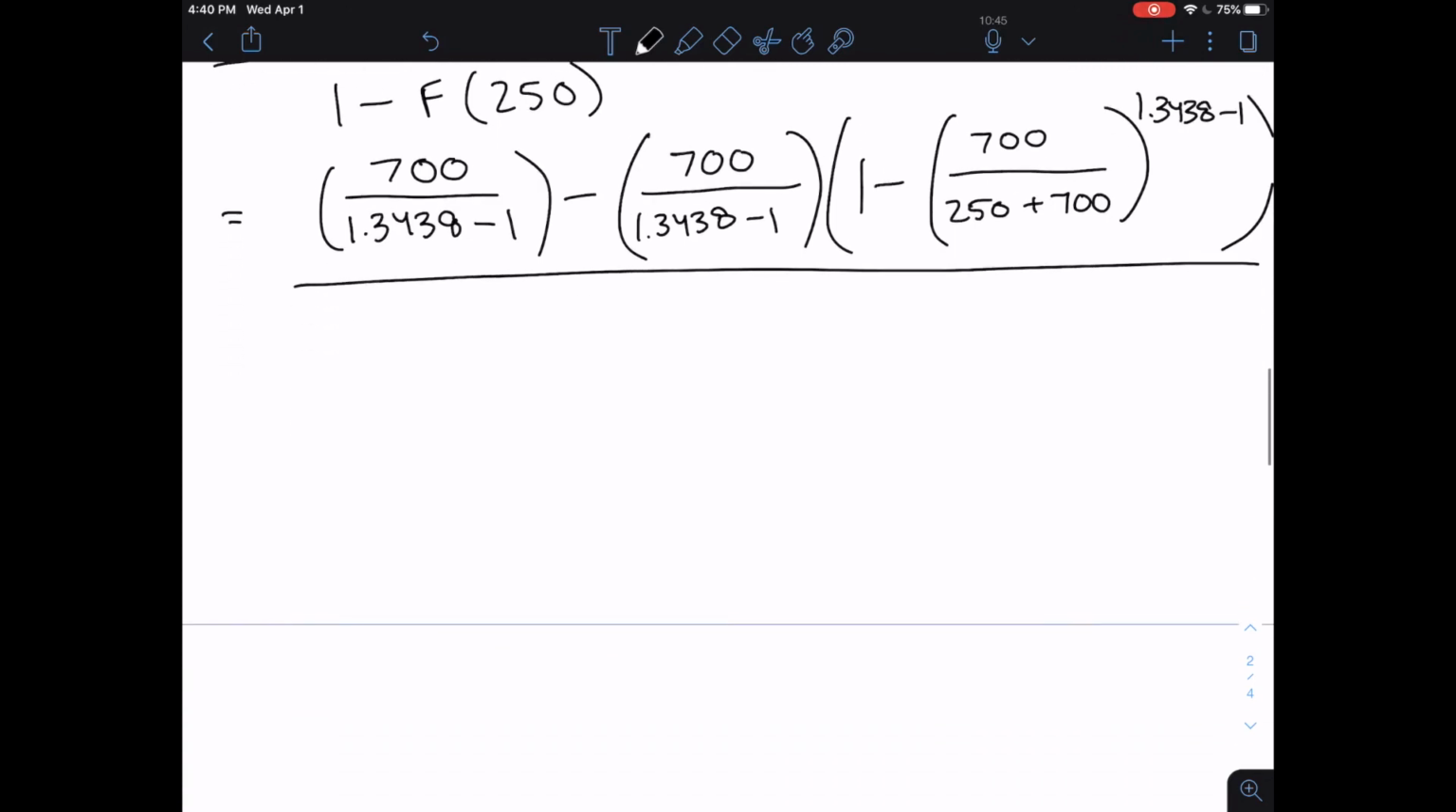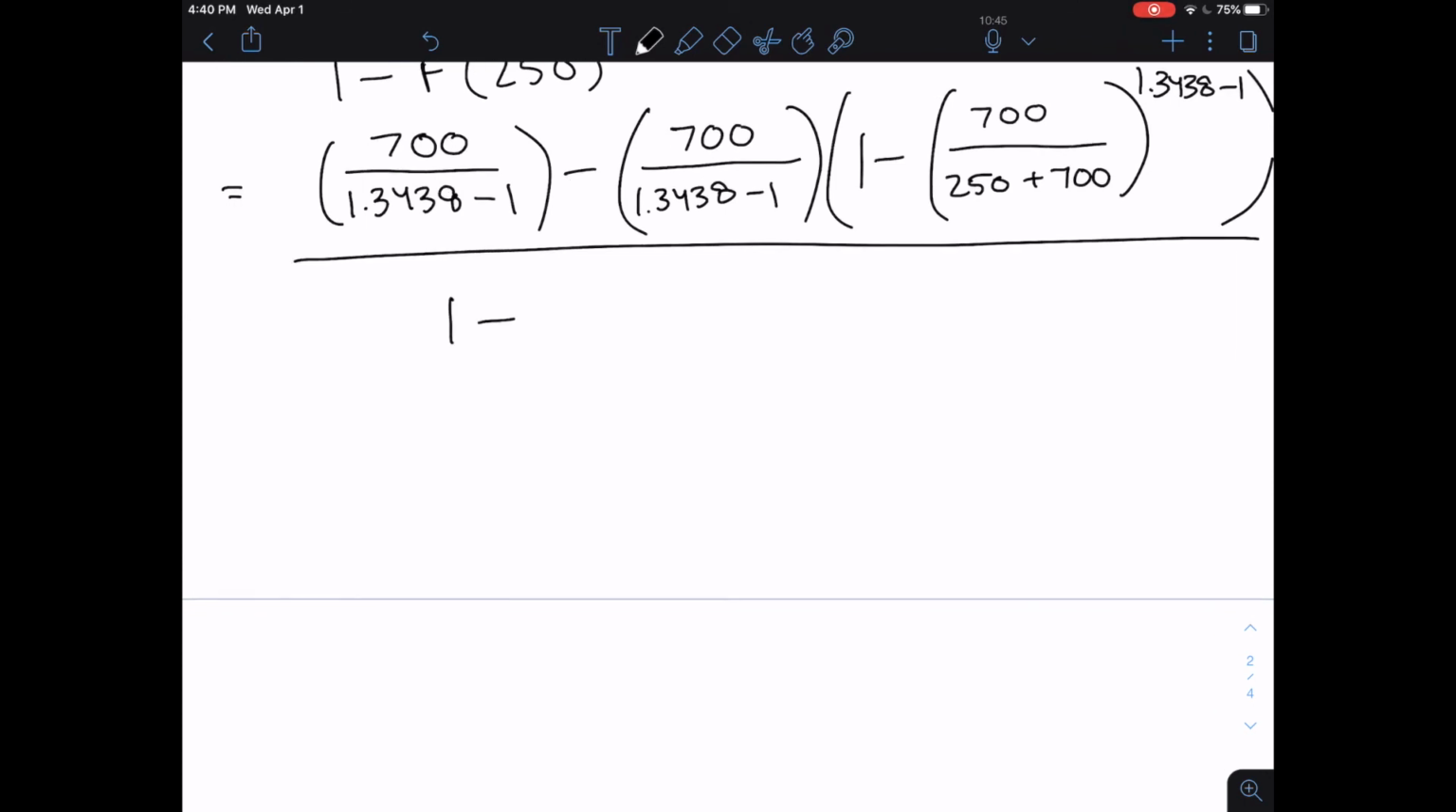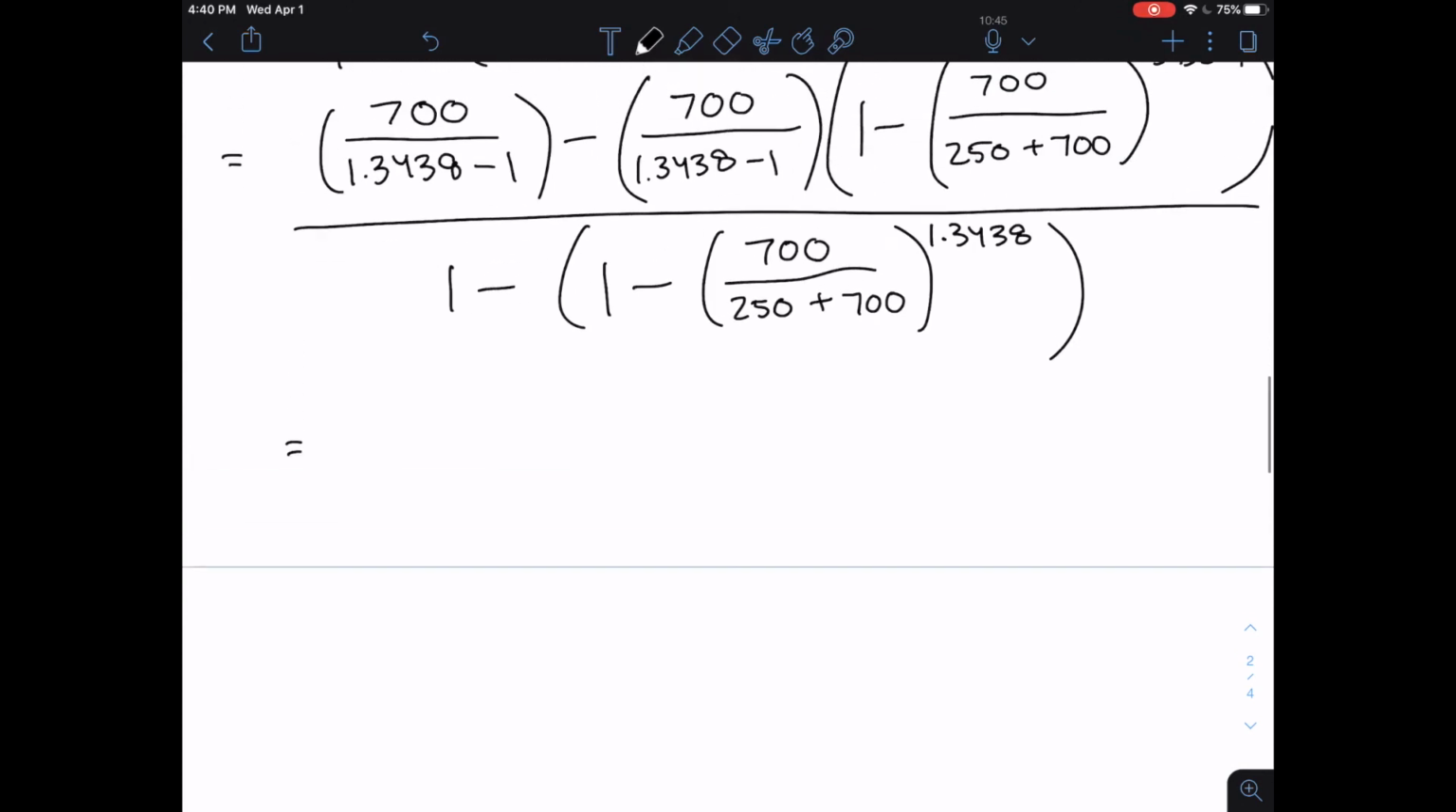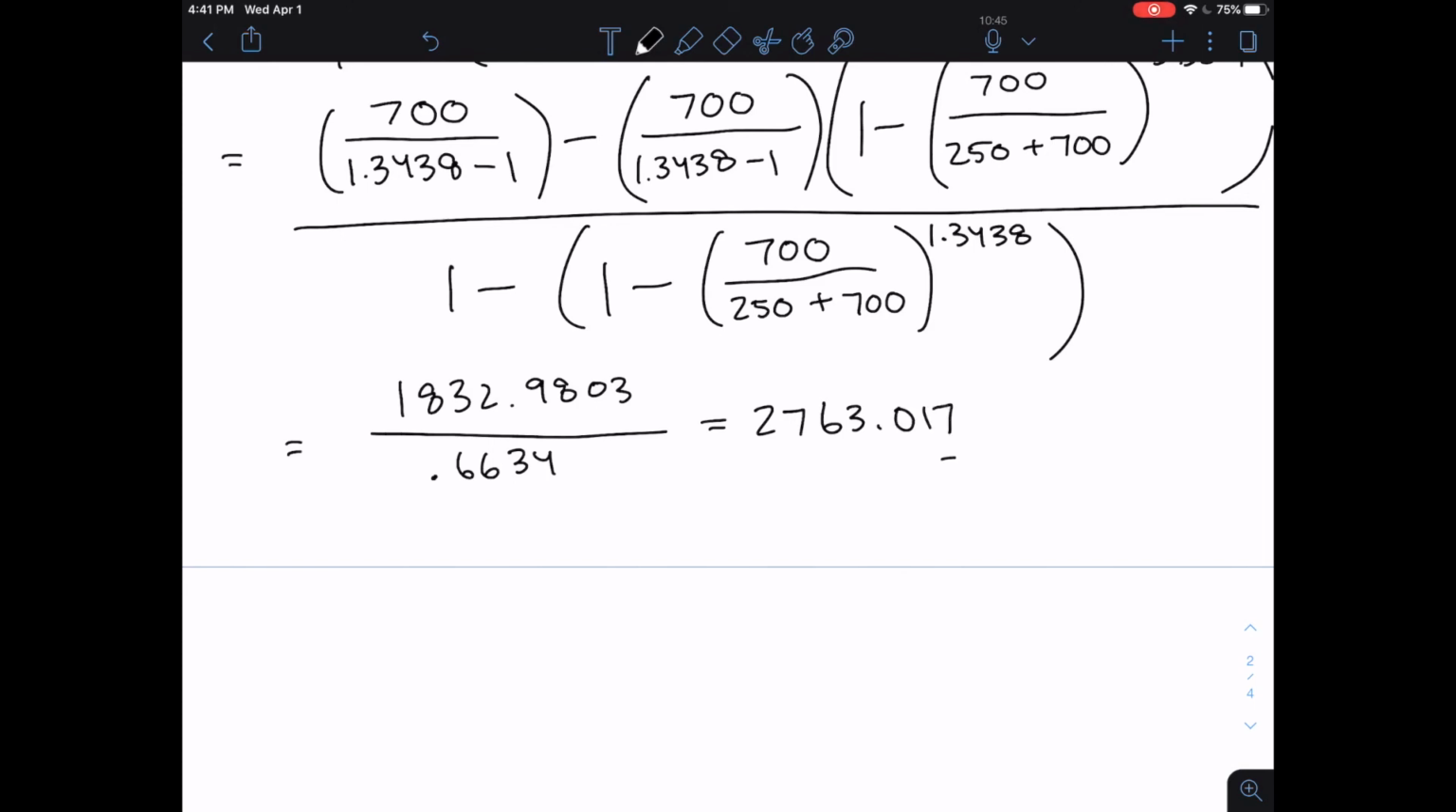Now we move on to our denominator, which is 1 minus the CDF of 250, which is itself 1 minus theta of 700 over our deductible 250 plus 700, all raised to the alpha power. We have all of our values filled in and we can simplify by plugging the entire quantity into our calculator. We get a value for the numerator of 1,832.9803. Then for our denominator, we get a value of 0.6634. When we divide these values, we come up with our answer of 2,763.017. This is our final answer for the expected cost per payment.